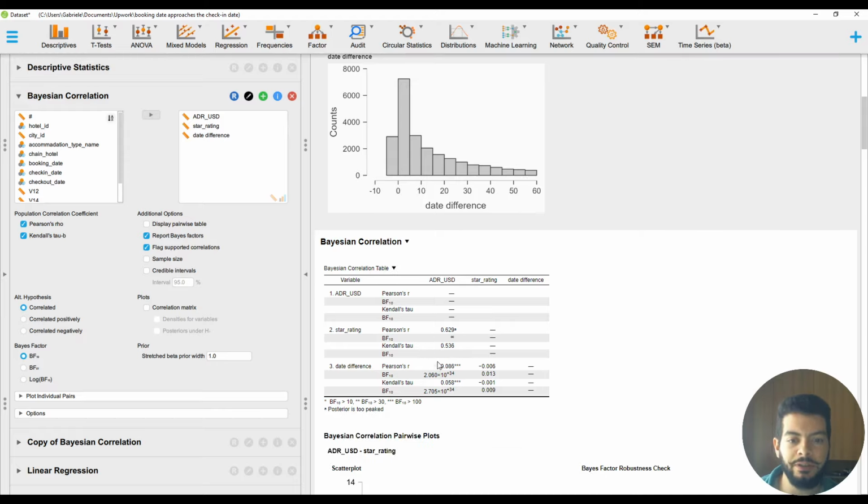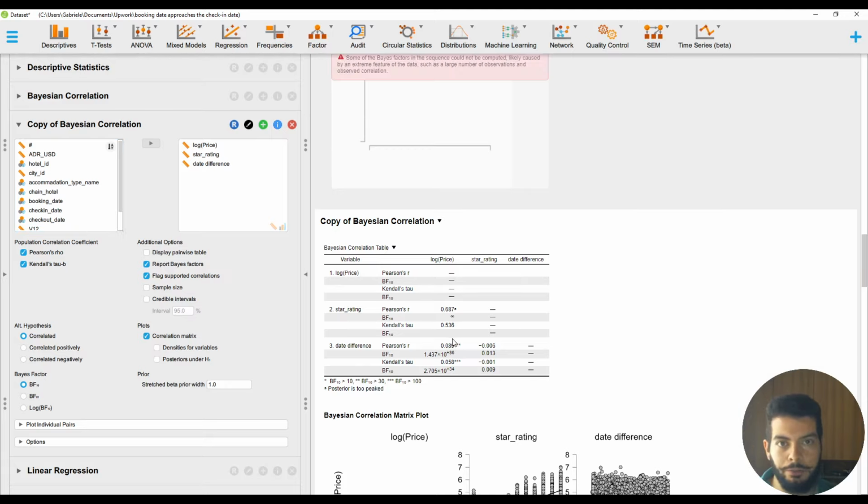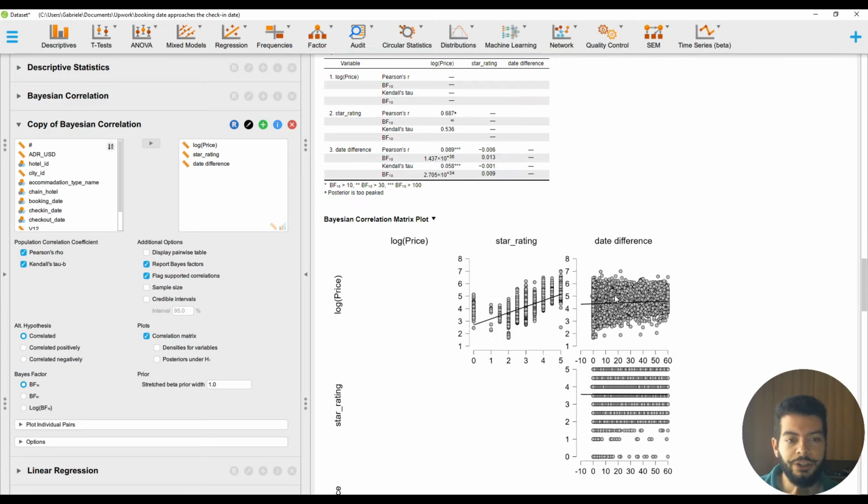As you can see already from the correlations, when we want to build a model, we know that the date difference will have a much smaller impact on the untransformed price. If we run the same correlation but with the transformed price, you see that the significance for date difference doesn't change, but the correlation coefficient increases by just 3 points. And graphically you see that we have a lot of noise.